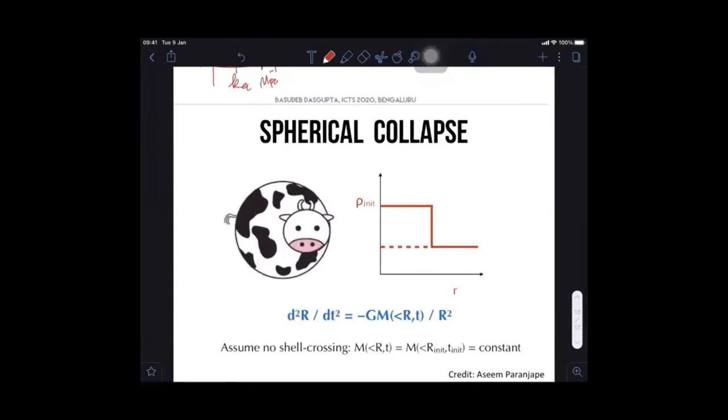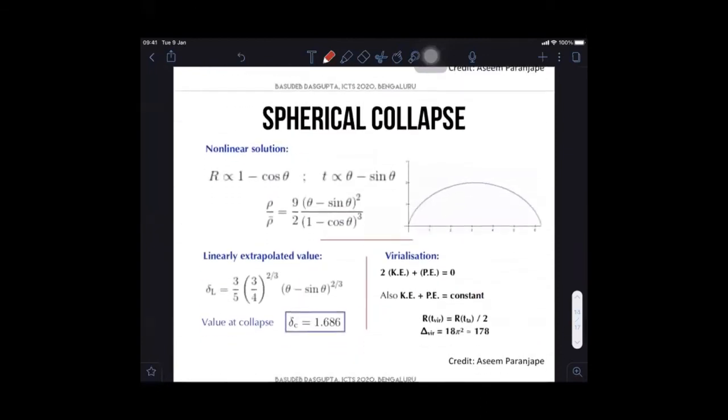First is using this theory of spherical collapse. The idea is that you take some overdensity up to some radius, let's call it r, okay? And then you can solve this equation for this r, which is just Newton's equation, and this m(r,t) is simply saying how much mass is there in this part of the volume. So G m(<r,t) divided by r squared. This is the differential equation that one can solve. And what happens is this radius of this overdensity changes with time. In an expanding universe, this radius first increases and then it starts collapsing.